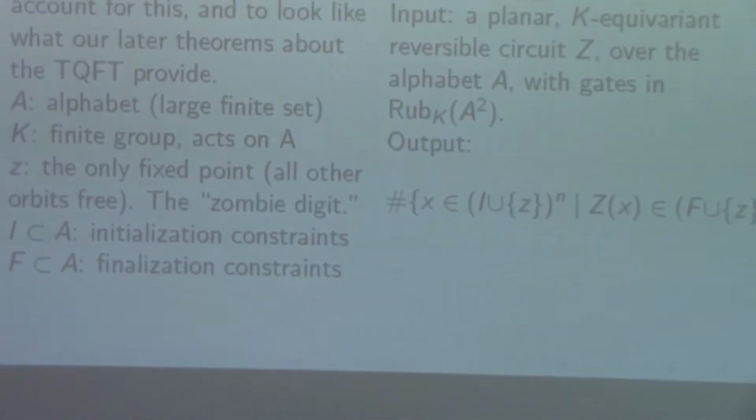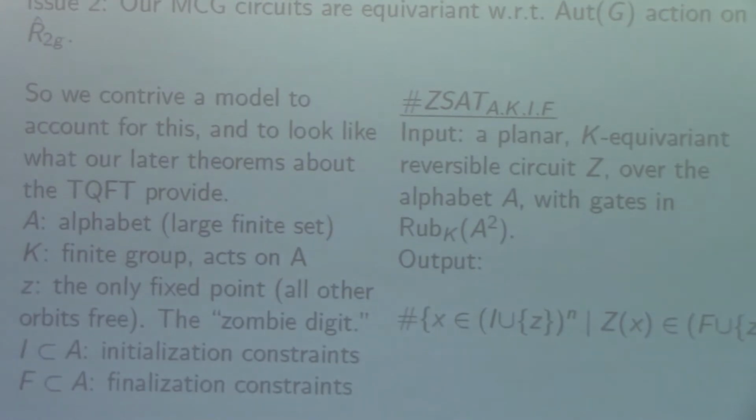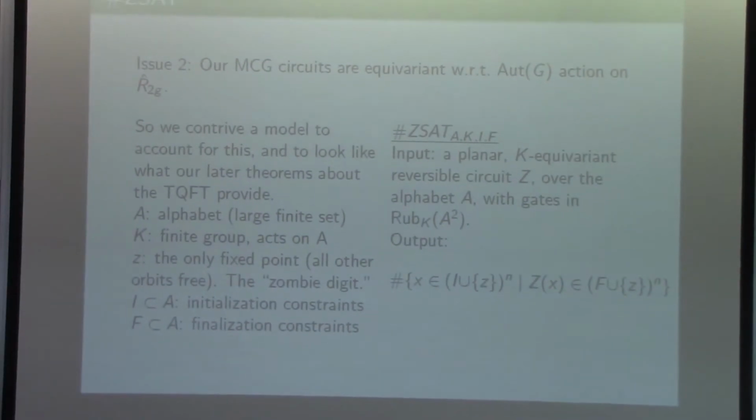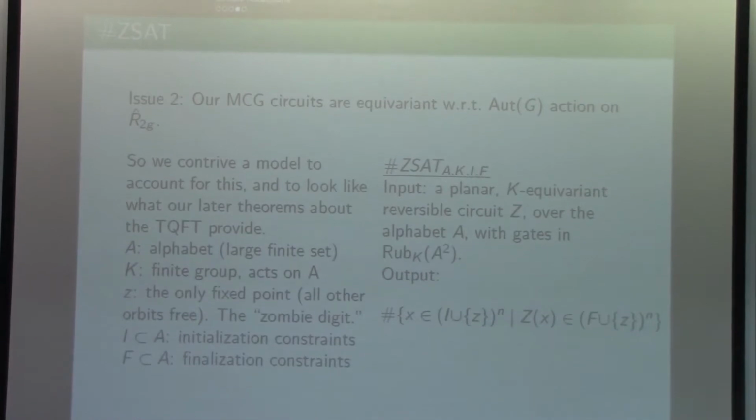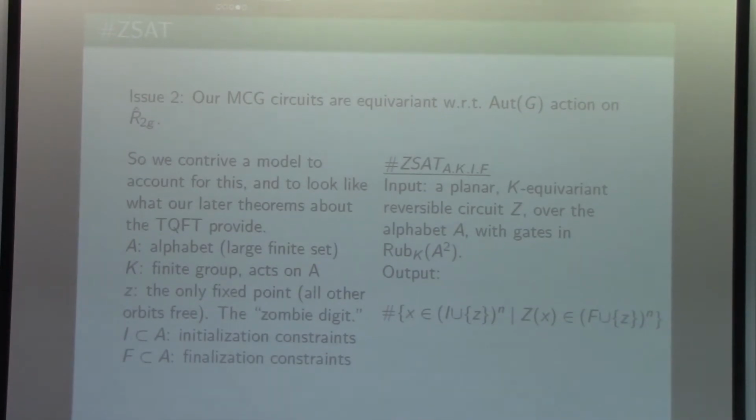So there's always the stupid solution, and then you want to know how many more. Yes, there's always the all Z solution, because the gates will just spit out all Z's at the end. And we're just interested, we're allowing that as a solution, but we're more interested in other solutions.